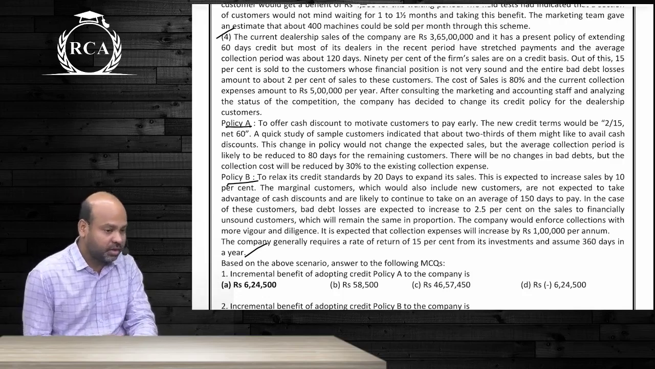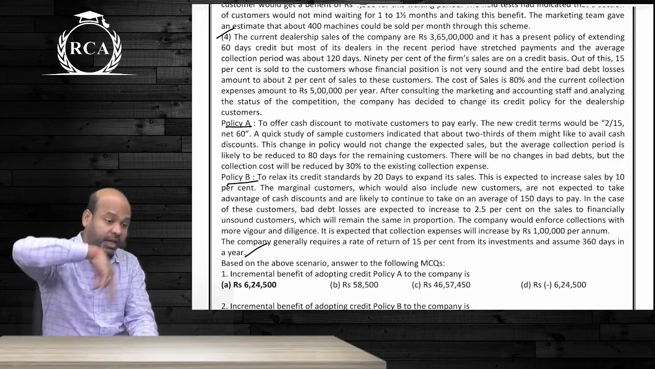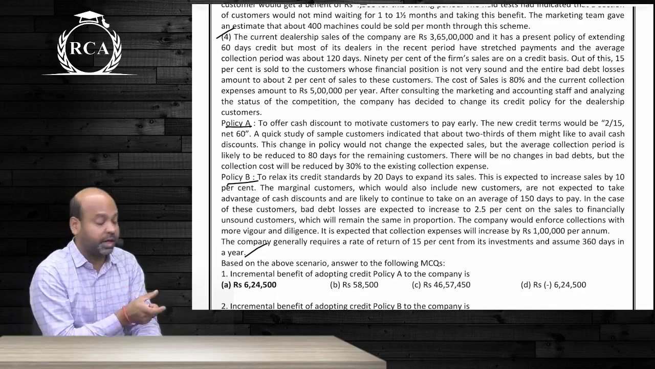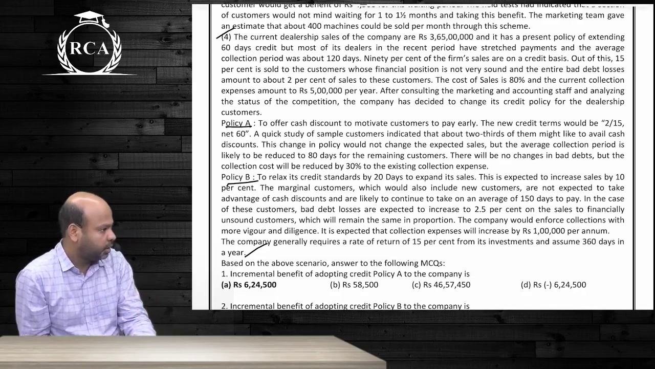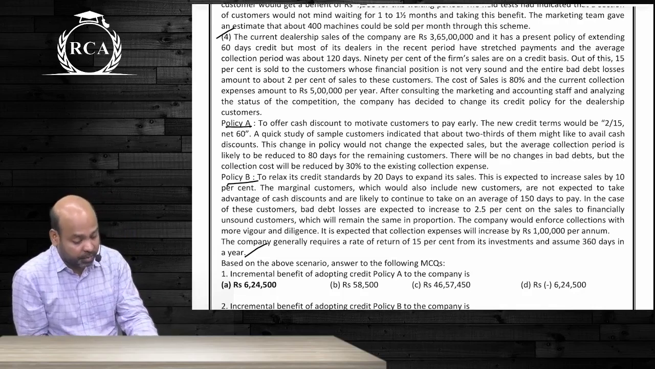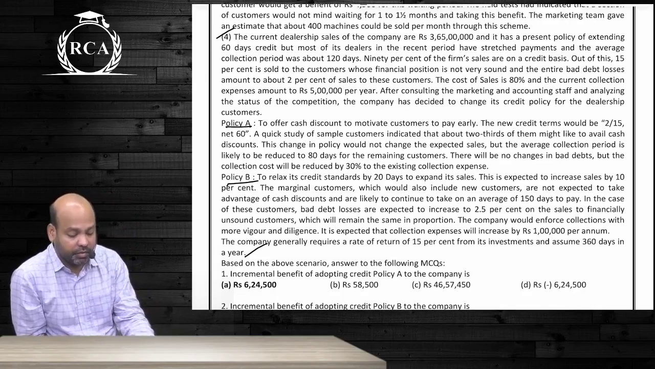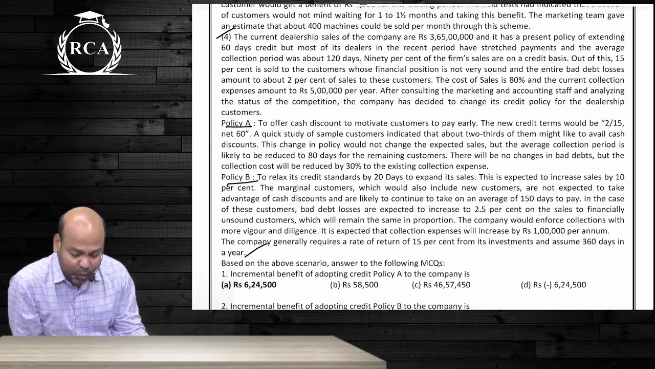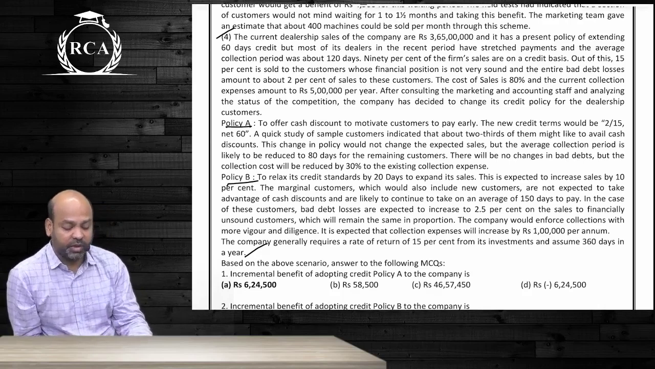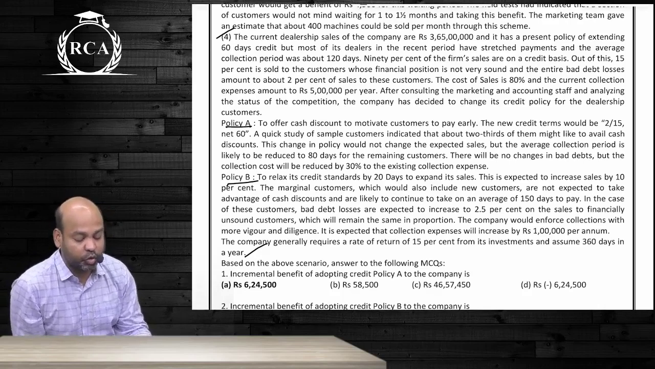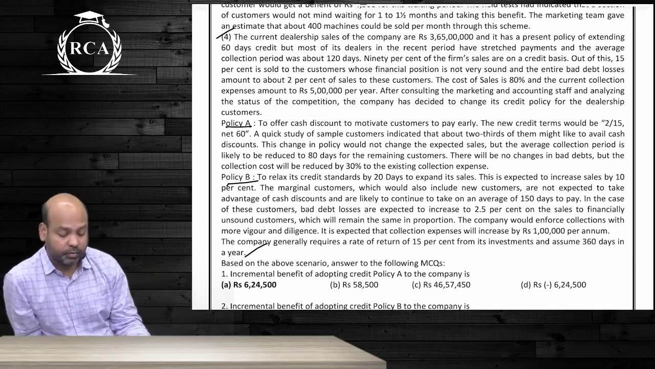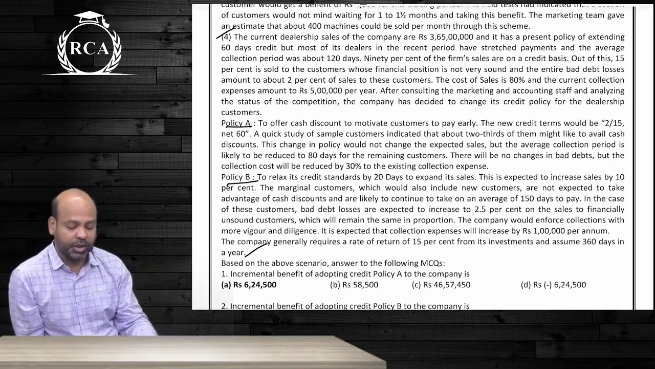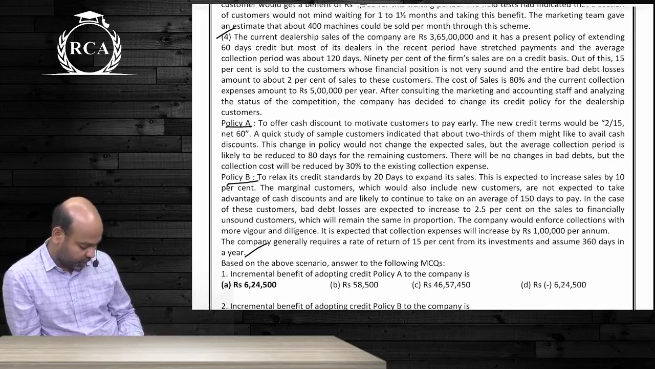Negligible bad debts. 15% of overall sales, out of this, meaning, beta, out of credit sales. Alright? Out of this 15%, yes, 15% of credit sales, total 90% is credit sales. So 15% of credit sales into 2%. The cost of sales is 80% and the current collection expenses amount to rupees 5 lakhs per year. After consulting the marketing and accounting staff and analyzing the status of the competition, the company has decided to change its credit policy.